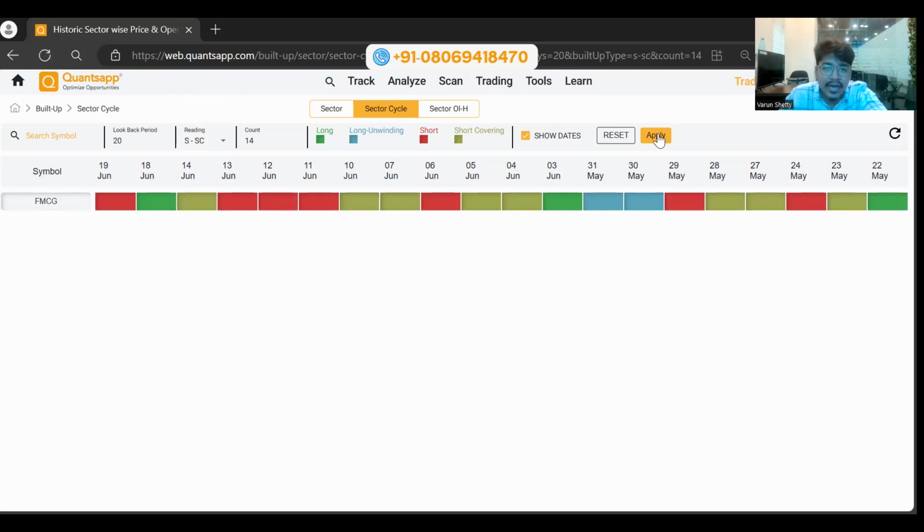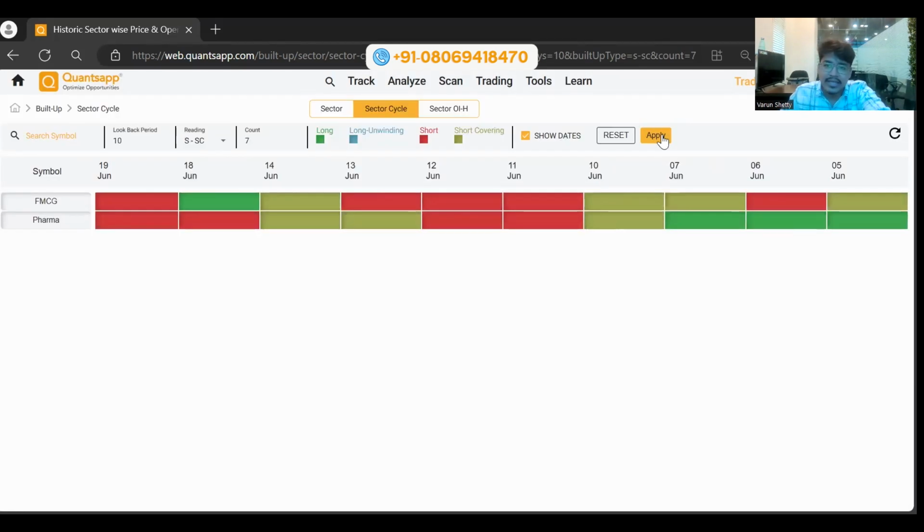So I have ready-made sectors, right? I know these are the two sectors that are following these particular build-ups. If you want to change things up a bit, there is also a 10 and 7 cycle. So last 10 trading sessions, and out of those, 7 count, you can apply that as well. So 10 and 7 also works well.